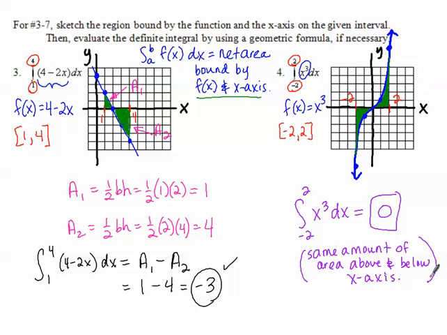There is the same amount of area above and below the x-axis, and that's going to happen every time we have an odd function. So whenever we have an odd function, if our interval is equidistant from the origin, -2 to 2, -3 to 3, we're getting the same amount above and below, so we are going to have a net area of 0.